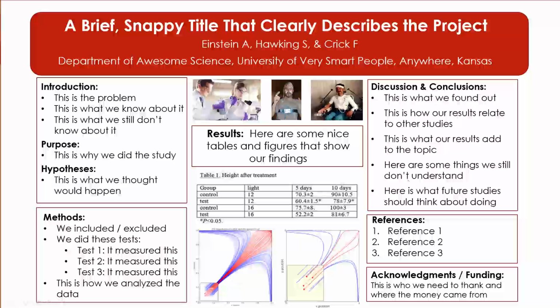Even though we did the study, there were some things that we still did not fully understand, or that next time we do the study we would consider doing differently, and that would be in your future studies. References, keep it simple. 1, 2, 3. If you have a bunch more, make a handout. And then here's our acknowledgments, and we want to thank, these are our funding sources. We want to thank people who helped us and people who gave us money. All right.